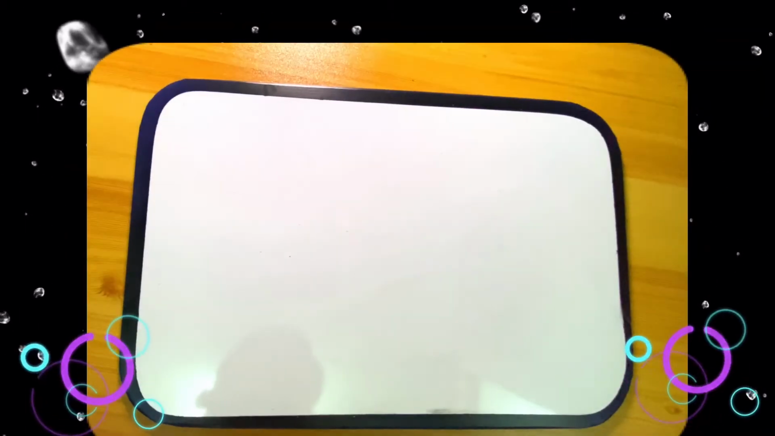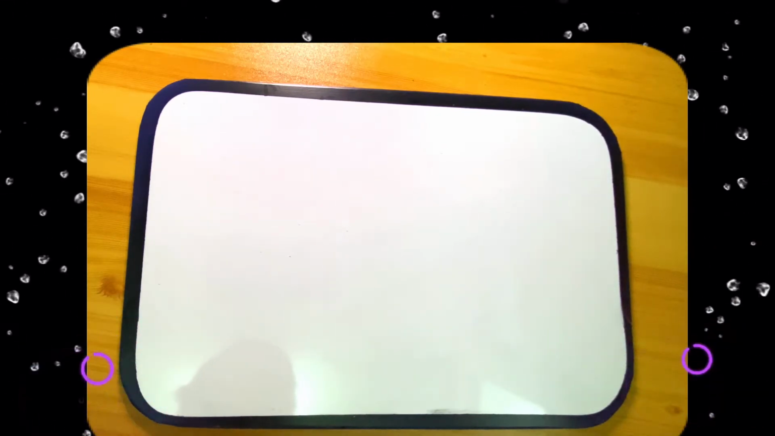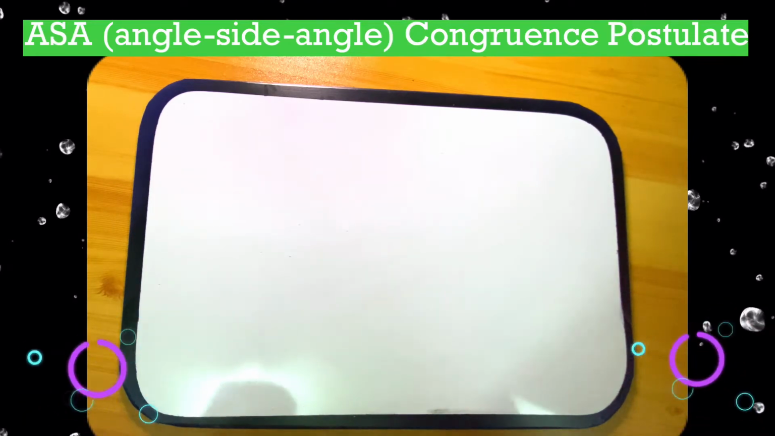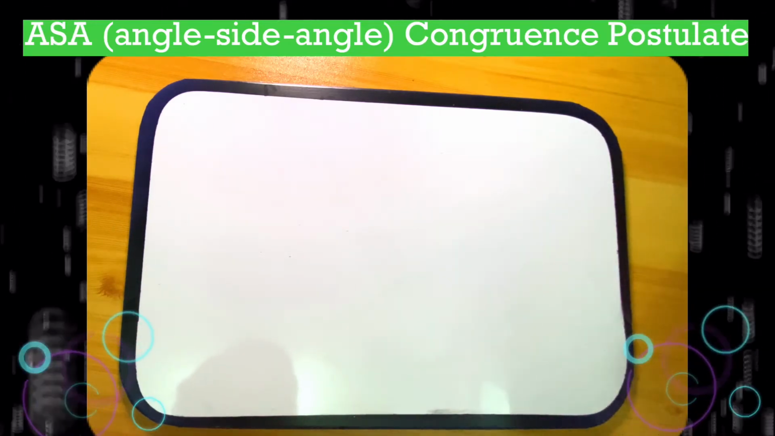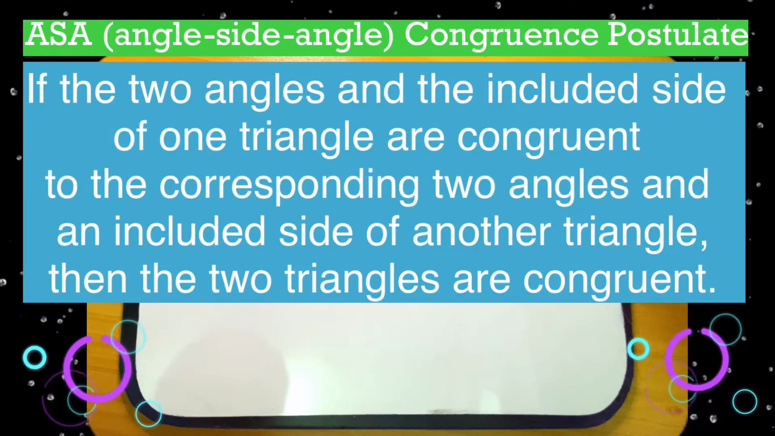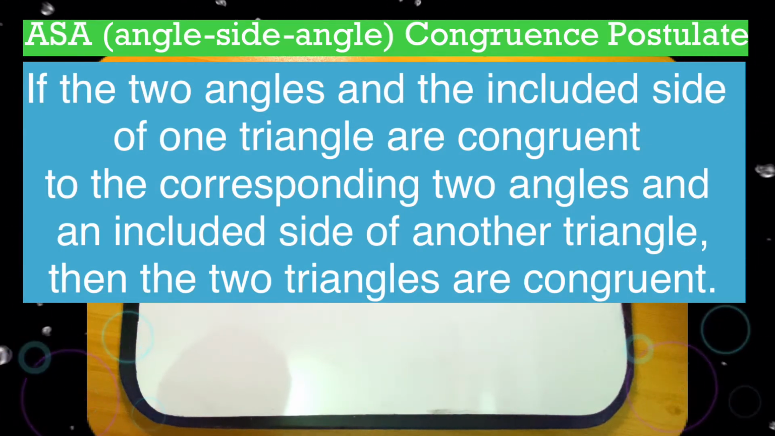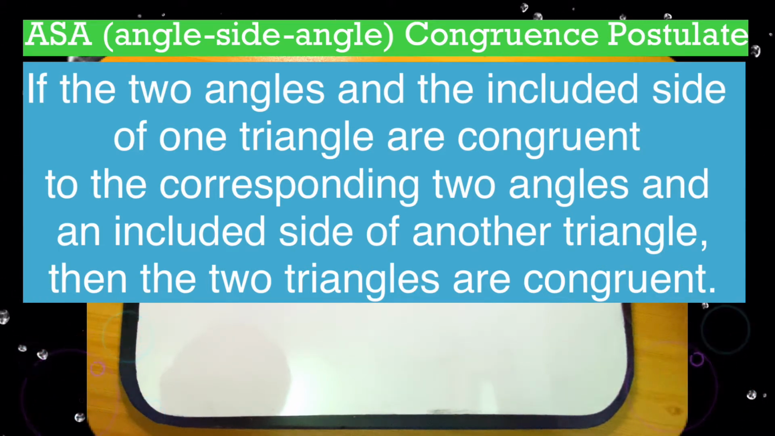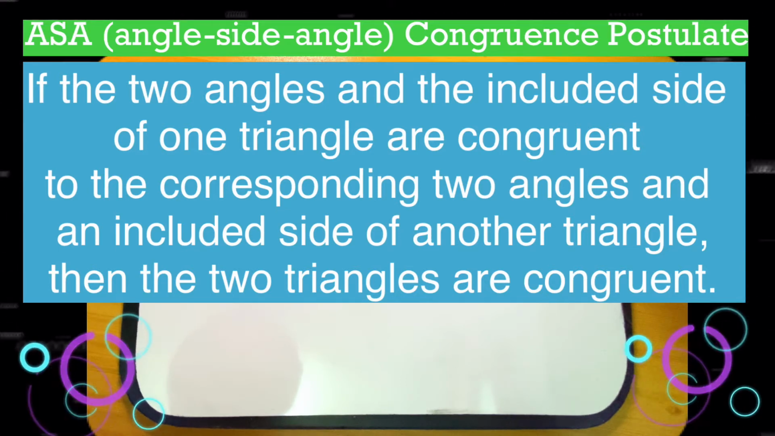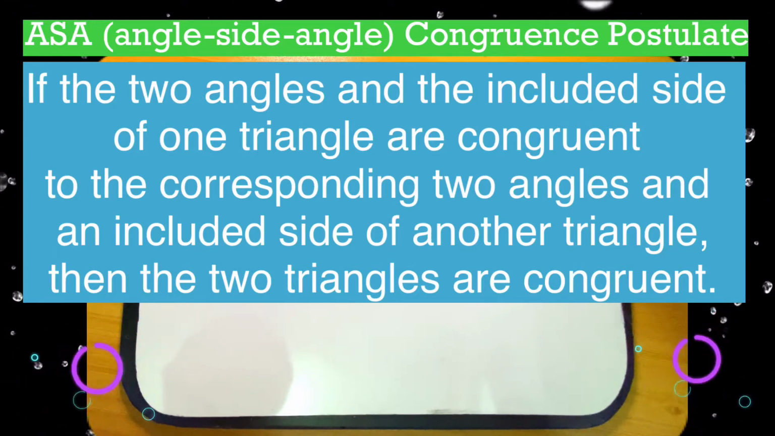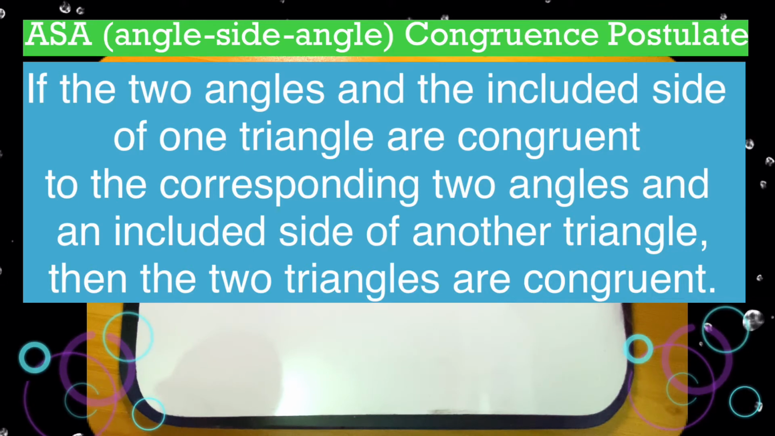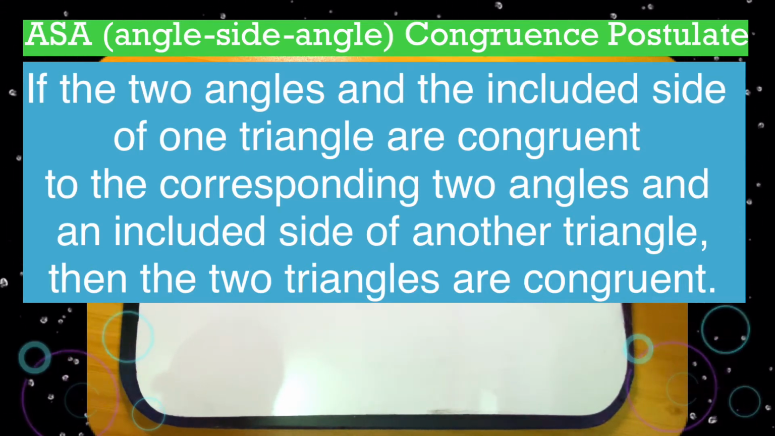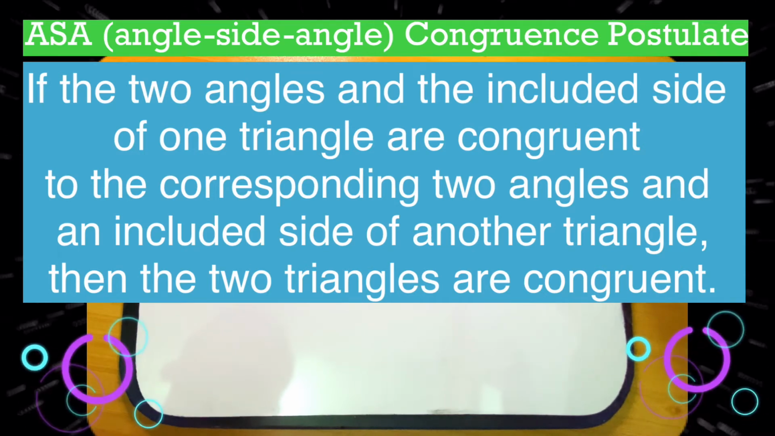Okay, let's go to the second congruence postulate, that is angle side angle. What is the angle side angle congruence postulate? If two angles and the included side of one triangle are congruent to the corresponding two angles and included side of another triangle, then the two triangles are congruent. It is the opposite of SAS. This time ASA: two angles and the included side.